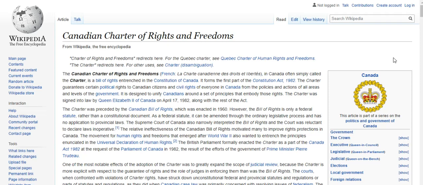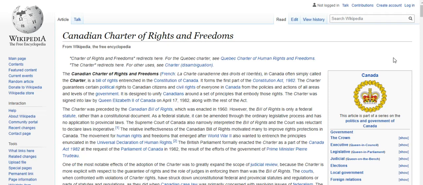The Canadian Charter of Rights and Freedoms in Canada, often simply called the Charter, is a Bill of Rights entrenched in the Constitution of Canada. It forms the first part of the Constitution Act 1982. The Charter guarantees certain political rights to Canadian citizens and civil rights of everyone in Canada from the policies and actions of all areas and levels of the government. It is designed to unify Canadians around a set of principles that embody those rights.